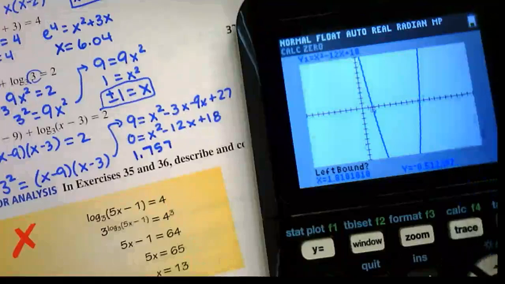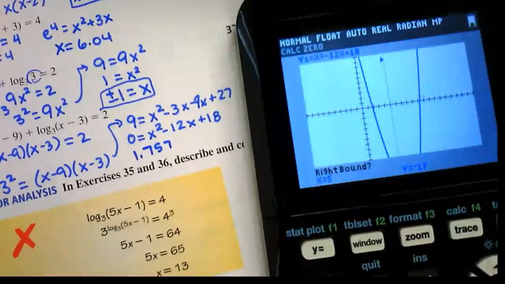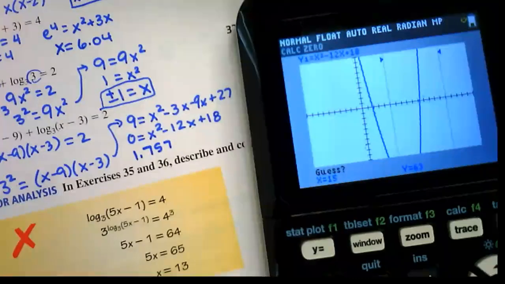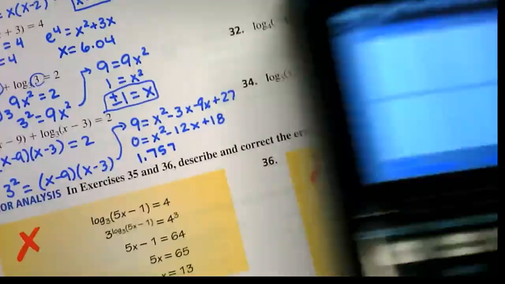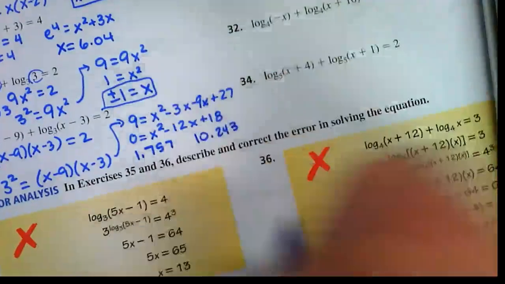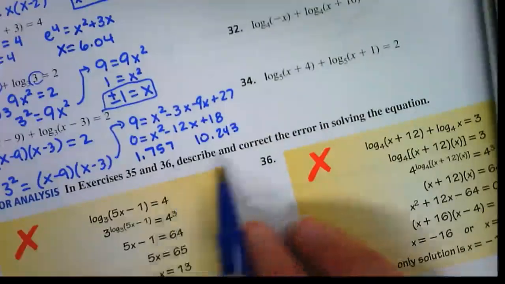To the left of this, I don't know, 5. To the right of it, 15. I'm just estimating. And I get 10.243. So I have these two values.